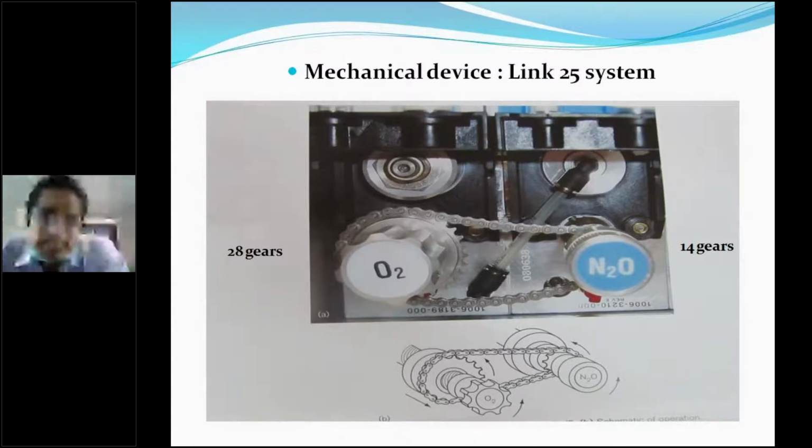Okay. The oxygen is the master and nitrous oxide is the slave. That is because the nitrous oxide has 14 gears and oxygen has 28 gears. So nitrous oxide has to turn 2 turns for oxygen to turn 1 turn. Okay, 14 twos are 28. Understood?